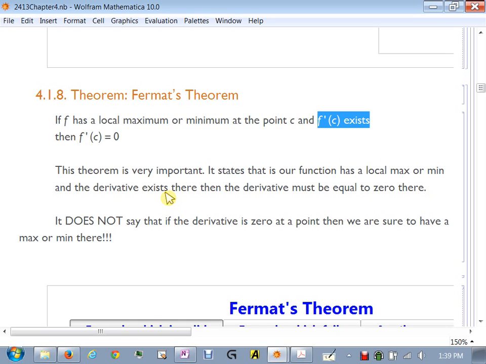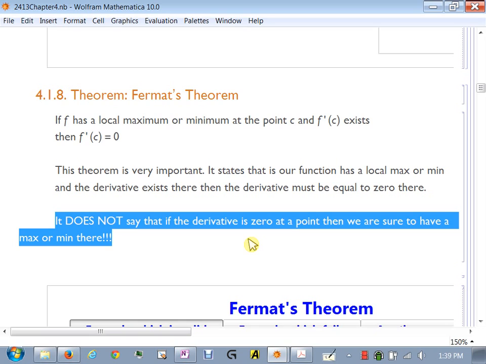What this theorem does not say, you have to be careful, is that if your derivative is 0, you're at a local max or min. That's not what it says. It's the order in which things are stated.